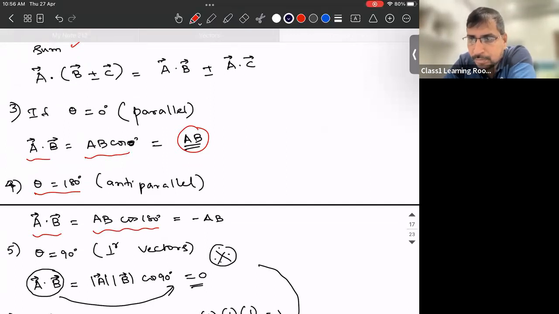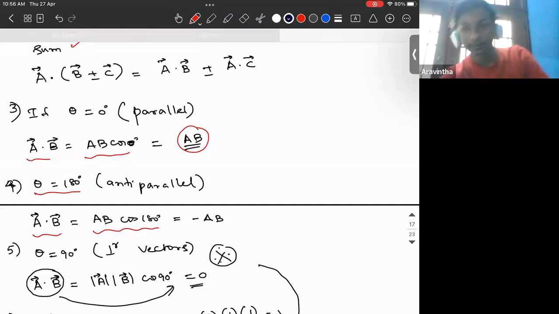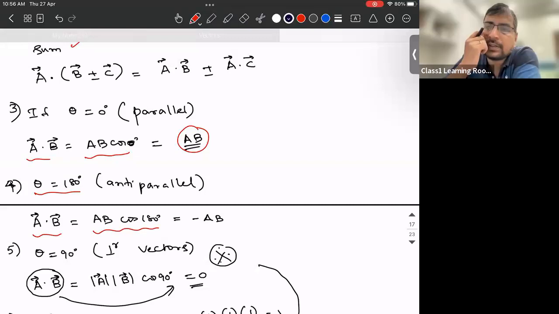You know this? Do you know that cos 180 is minus 1? Yes, sir. Okay. So cos 180 is minus 1. Whenever you have anti-parallel vectors and you do the dot product between both, you'll get a negative value.